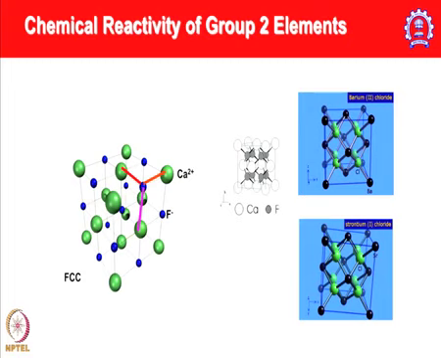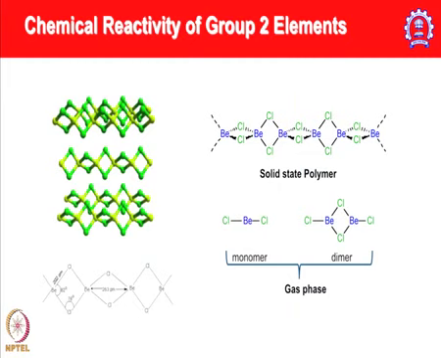And this is very similar to sodium chloride structure. In case of beryllium chloride, it has polymeric structure. Why does it have polymeric structure? In solid state, it has a polymeric structure with two chlorides bridging the adjacent beryllium atoms, so that you have a spirocyclic beryllium continuing in one dimension, leading to the formation of a polymeric chain.